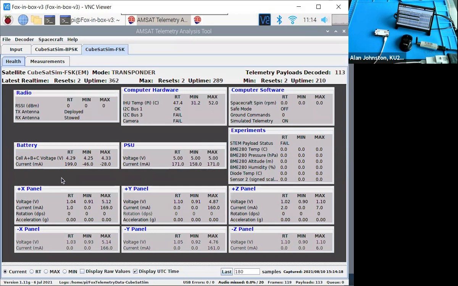But let's have a look at the different simulated solar panels here. So the plus X panel, we have a look at it. It reads voltage, current, and the rotation and the acceleration. Those are actually both derived from the STEM payload, so those are always going to read 0. But let's have a look at the voltage and the current here. So the voltage right now is reading about 1 volt, 0.95 volts, and the current is basically 0 milliamps.